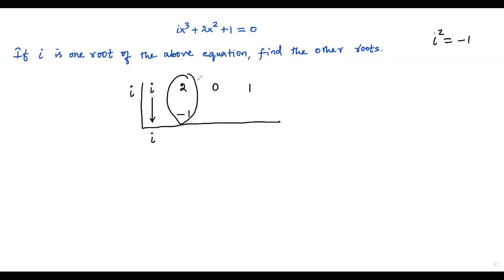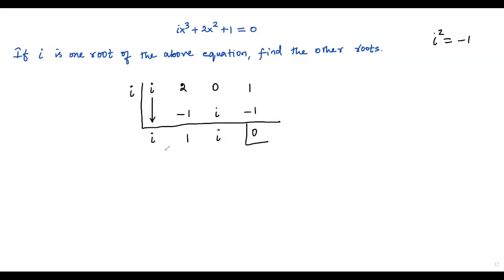Now I have to combine them. There is 2 and -1. When I add 2 and -1, I'm just getting +1. Now I have to multiply this 1 and the i over here. 1 times i is i. When I add 0 and i, I'm just getting i. So i times i will become i squared. i squared is -1, so we get 0. Definitely we'll be getting 0 over here, because already we know that i is one of the roots of this cubic equation.